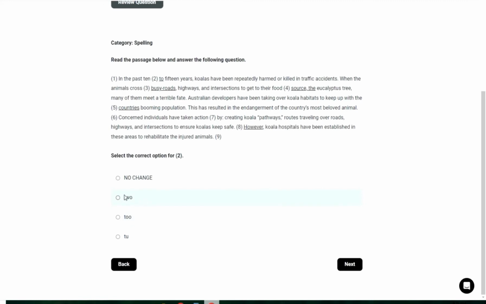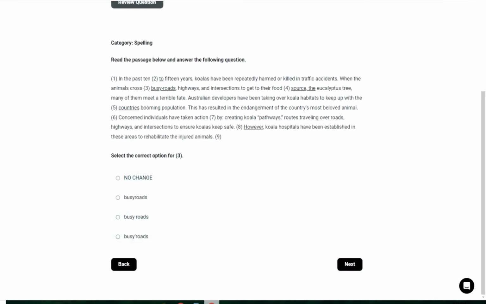And for B, we can say T-W-O is going to be like the number 2 from the past 10 to 15. That wouldn't make sense if there was the number. And so the correct answer here is going to be no change. We're going to keep it past 10 to 15 years. And hopefully you can just identify that as how we're going to separate these two numbers, is typically we just use this spelling of 2. All right, let's move on to the next one.